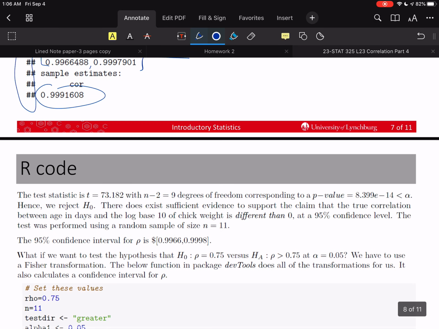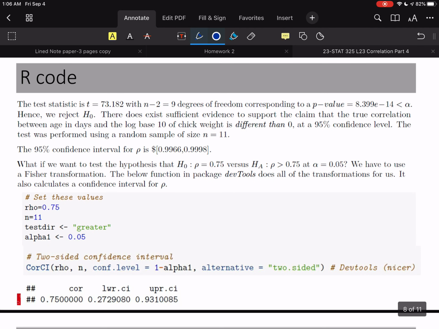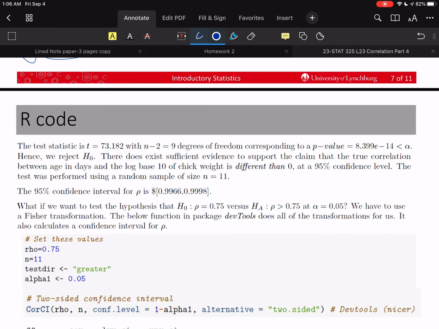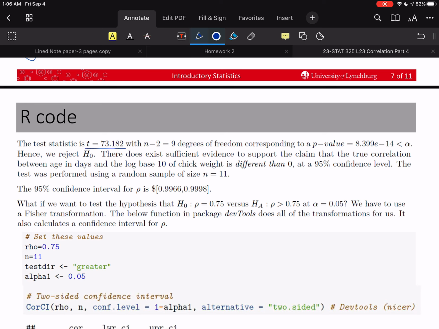Okay. Now, here is how we would analyze that. We look at the test statistic, and we say that it has 9 degrees of freedom, and that corresponds to a p-value here that's less than alpha, because alpha was equal to 0.05. Hence, we reject H naught. There does exist sufficient evidence to support the claim that the true correlation between age in days and the log base 10 of chick dry weight is different, because that's a not equal to, than 0.